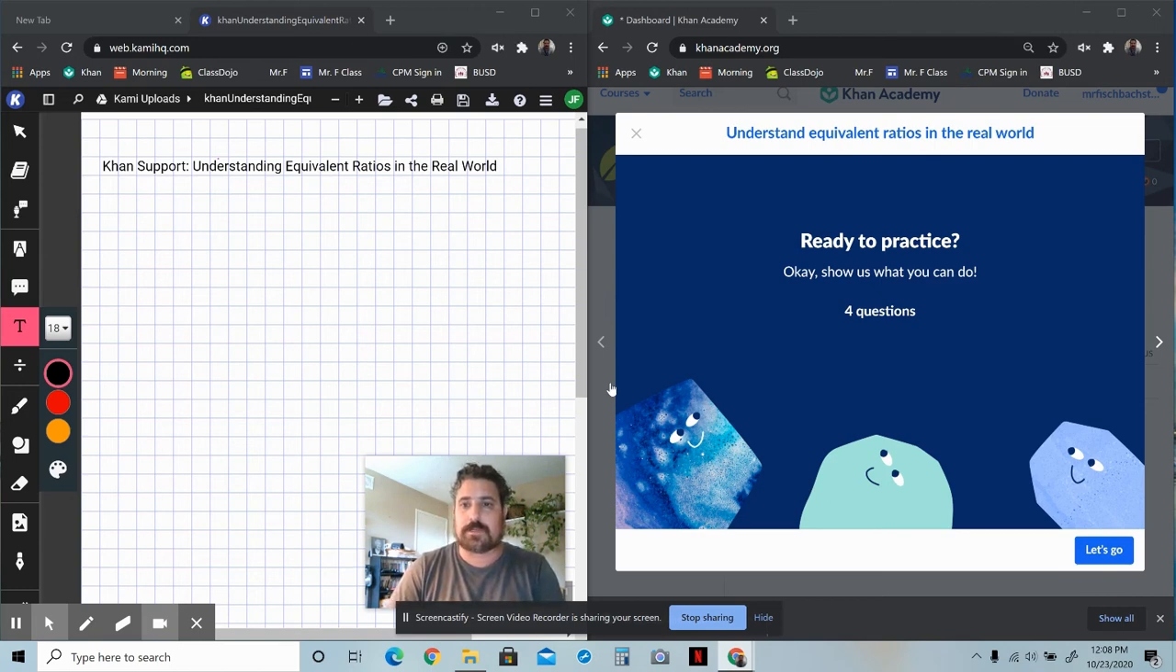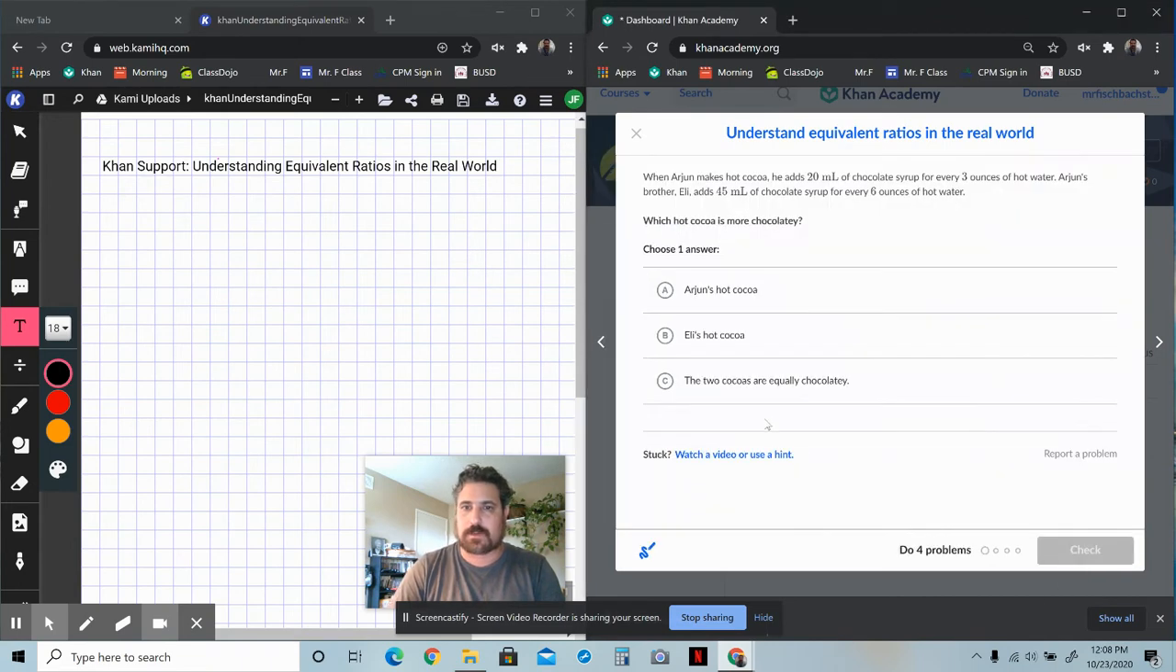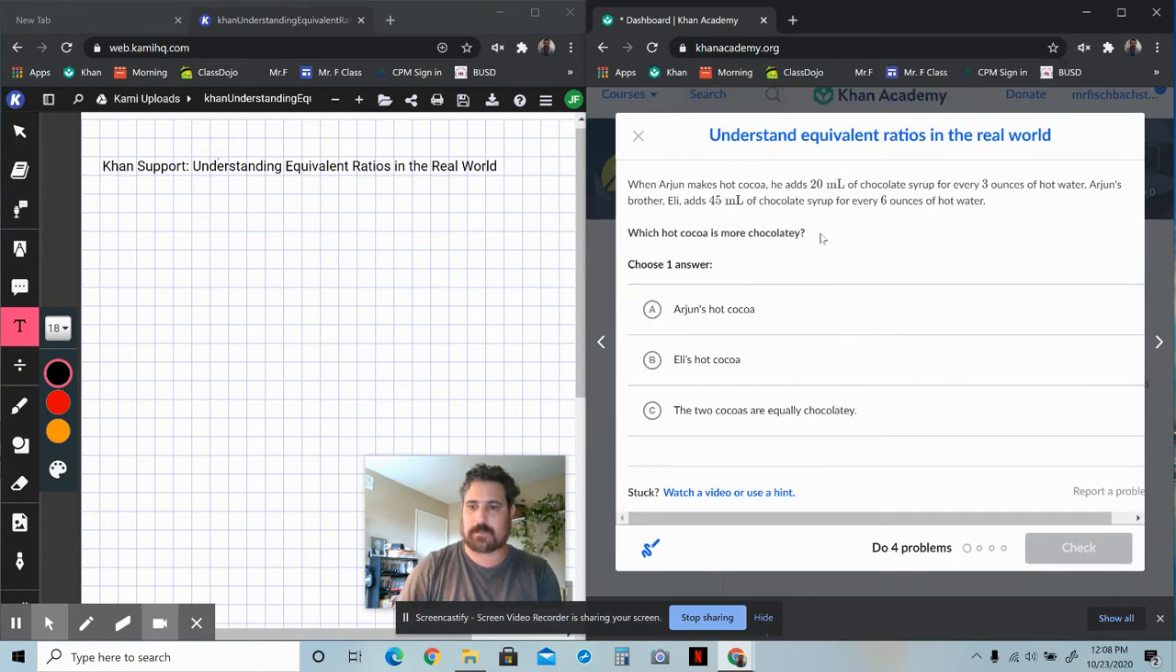This one is on understanding equivalent ratios in the real world. So let's go through and see if we can get a good sense of this stuff. I'm going to make this as large as I can make it here.